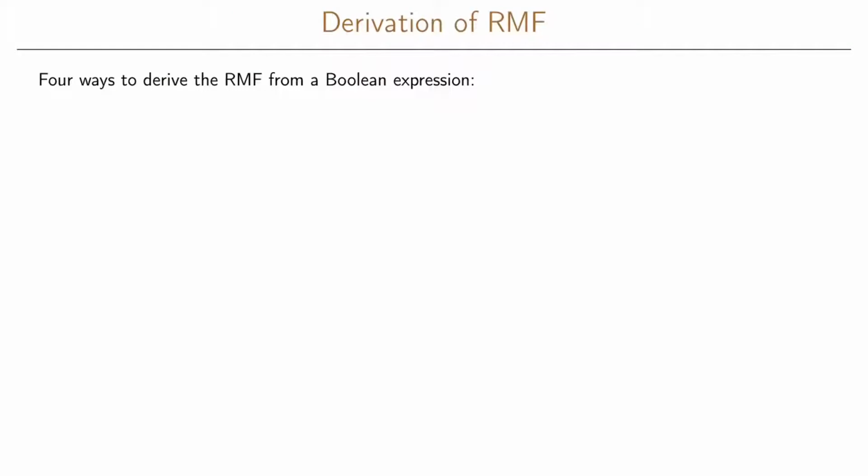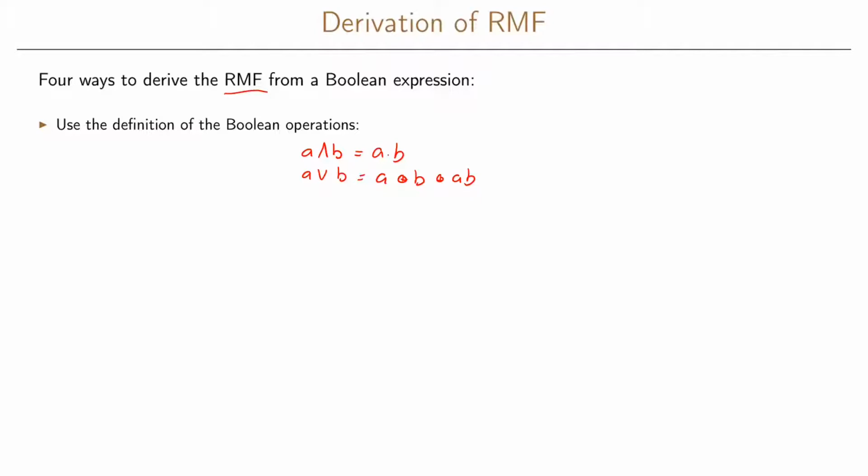So if we have a Boolean expression, how do we derive the Reed-Muller canonical form? One alternative is to use the definition of the Boolean operations. So we can immediately use the fact that A and B can be written as A times B, and A or B can be written as A plus B plus AB. And then we have that A prime, or not A, equals 1 plus A.